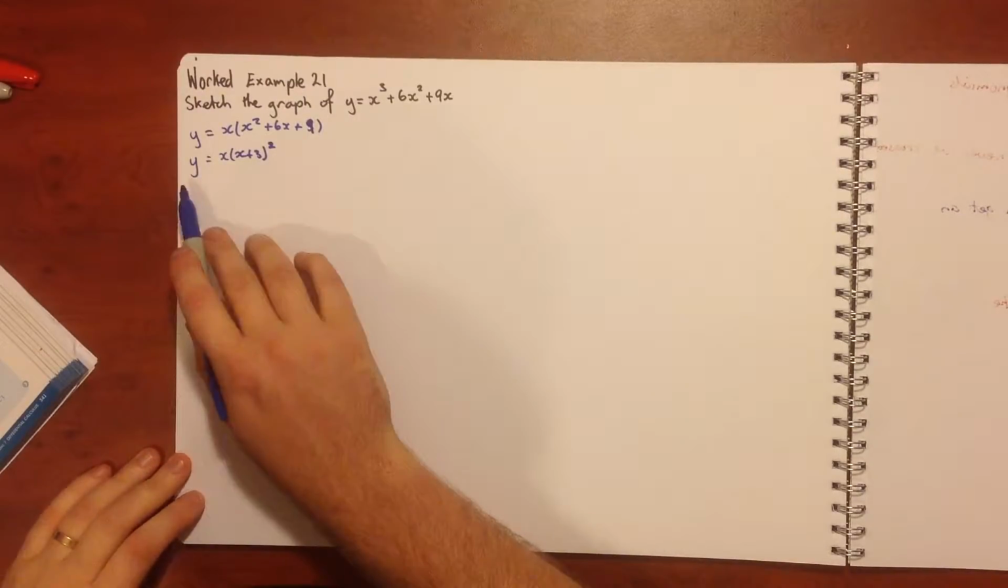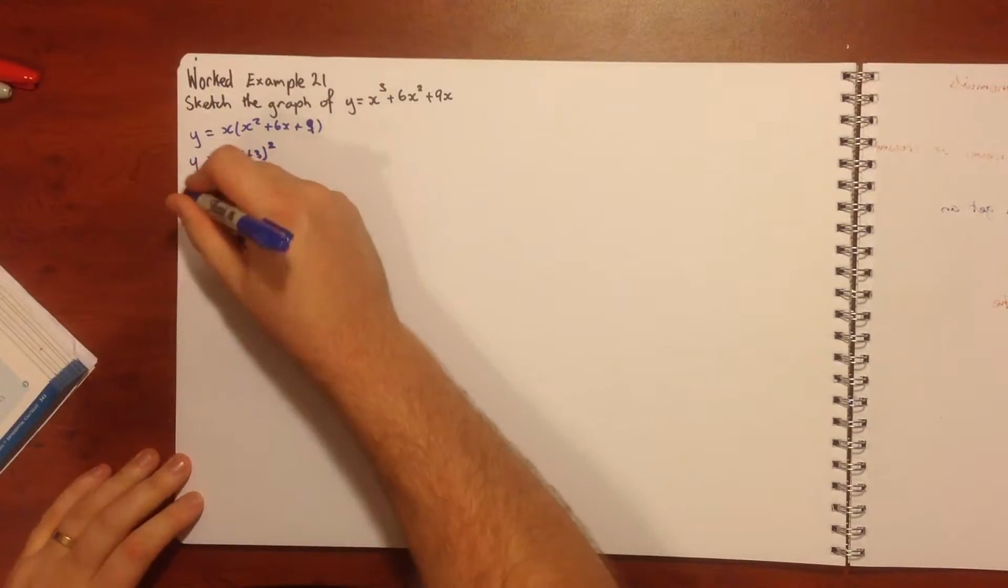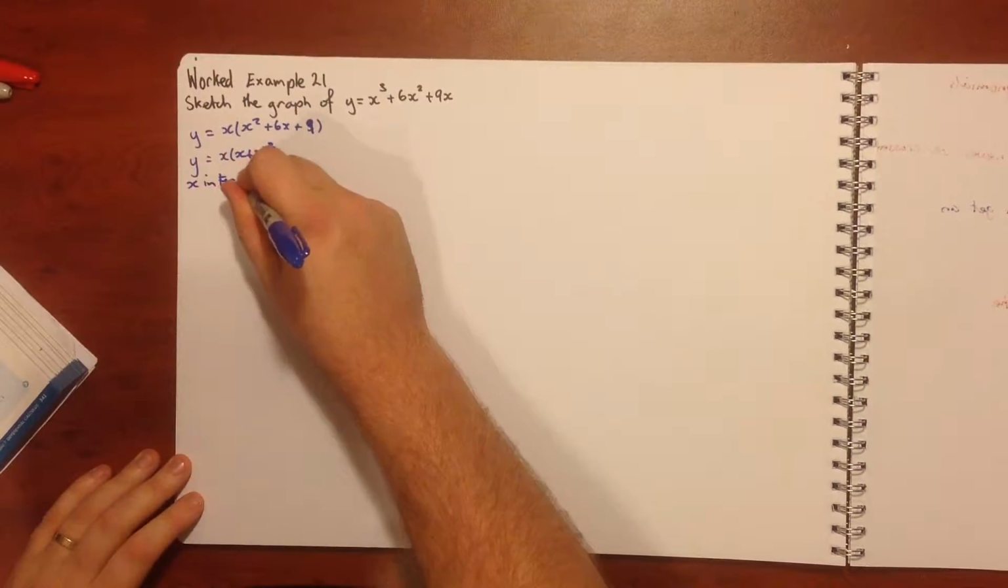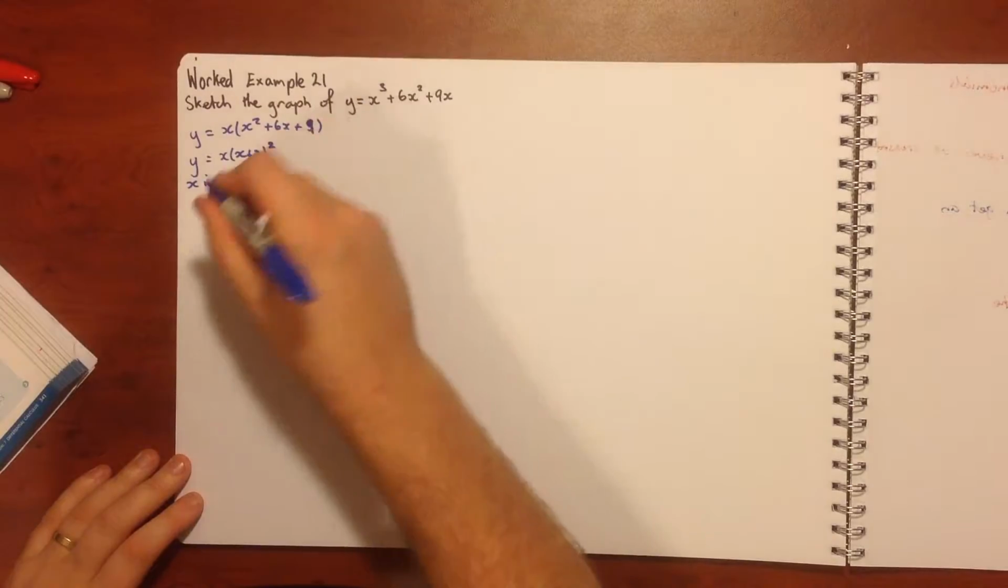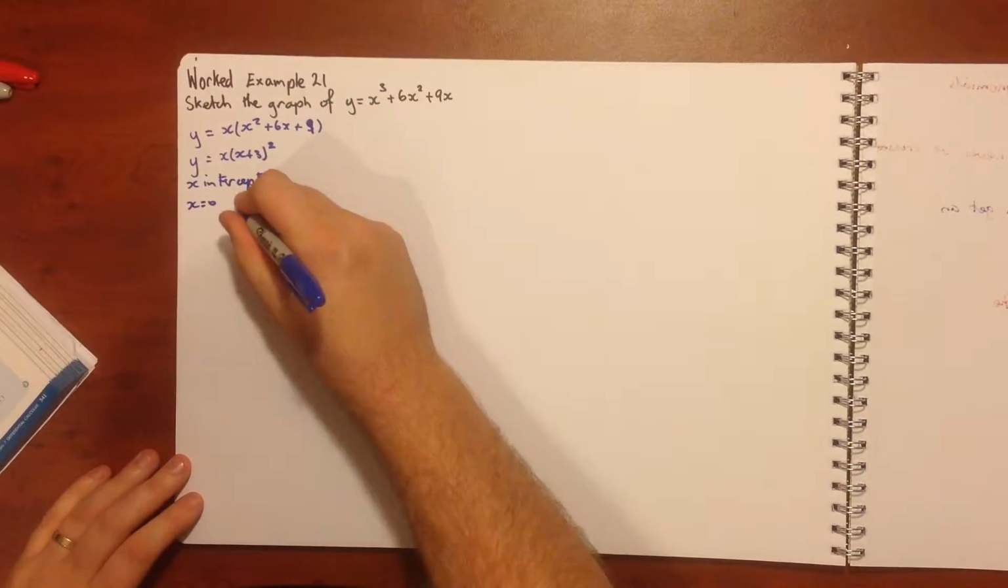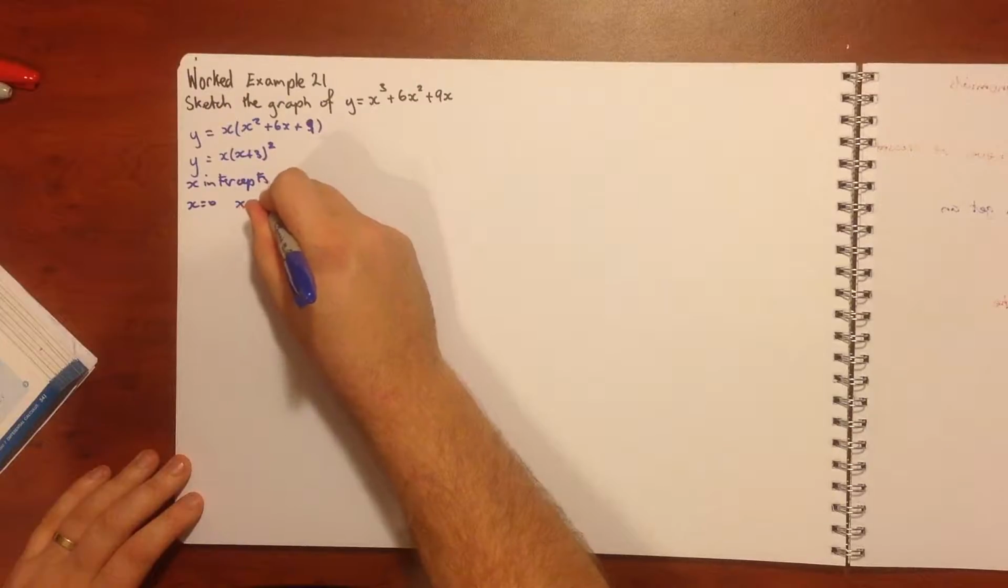So we want to find our x-intercepts. That's quite easy from here. Letting y equal 0, we can use the null factor law. So we can say x-intercepts are going to be at x equals 0, and at x equals minus 3.